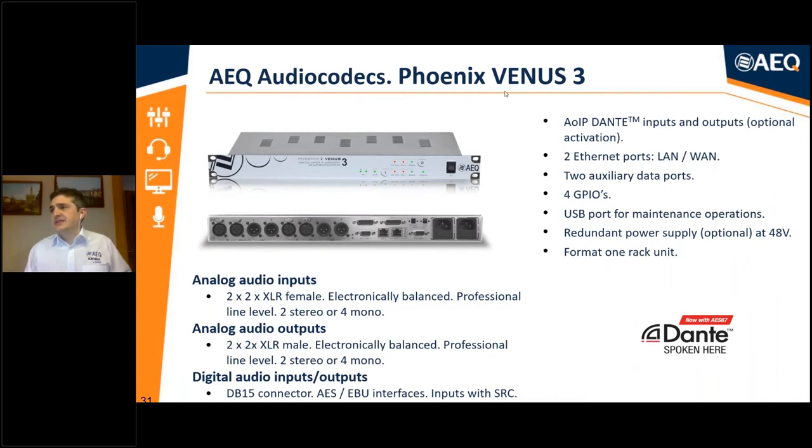The next is the Venus 3, which is the one that Sarsa is using in their network in Catalonia, in Barcelona. It's a more advanced unit with more capacity, because you start with two IP circuits that you can use to establish two stereo communications. If you have multiple programs in your STLs, you can run it with the Venus. If you have to transmit to several different places, you can do it also.